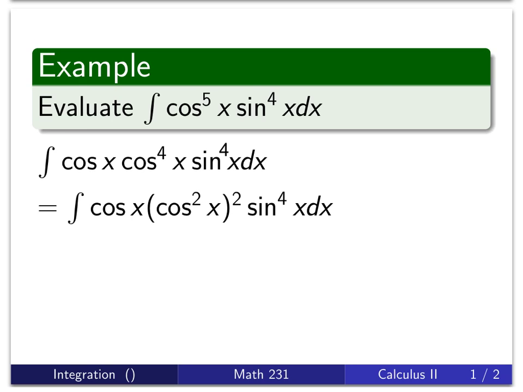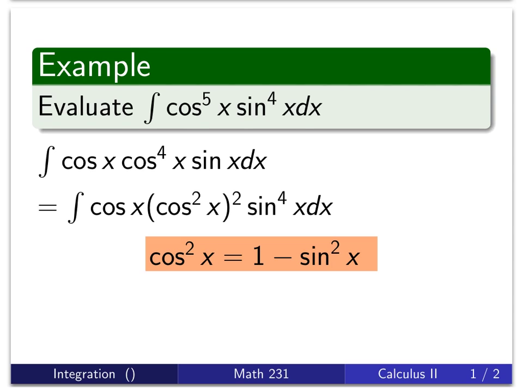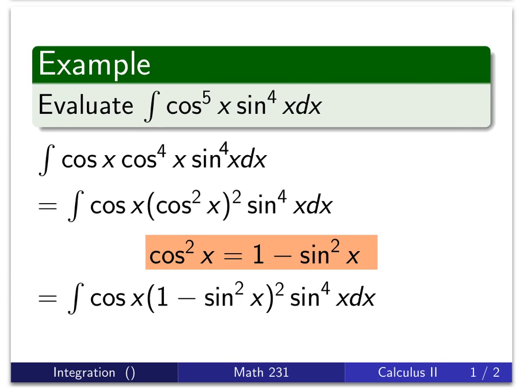What I'll do is recognize that cosine to the fourth can be written as cosine squared squared, and now I'll use the trigonometric identity cosine squared of x plus sine squared of x equals 1 by solving for the cosine squared of x. And there's our identity. And so we replace cosine squared of x by 1 minus sine squared of x. And now it's time for our substitution.